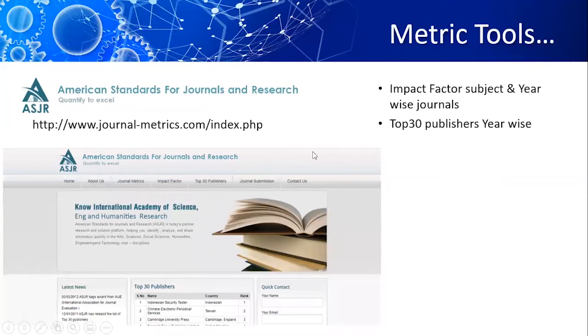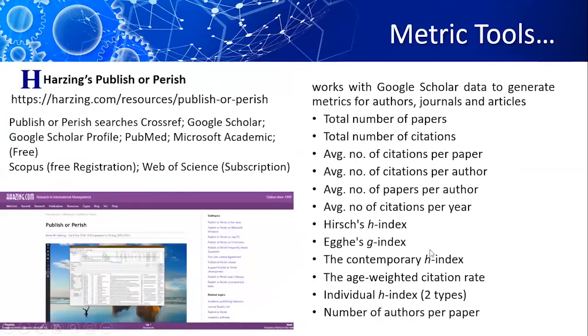So now I'm moving to the next slide, that is American standards for journals and research. Particularly this is meant for America, but we can use this site for finding the impact factor subject wise and year wise for the journals. This site lists the top 30 publishers year wise. You can select the year and find the top 30 publishers for the selected year. So here you can find the list freely.